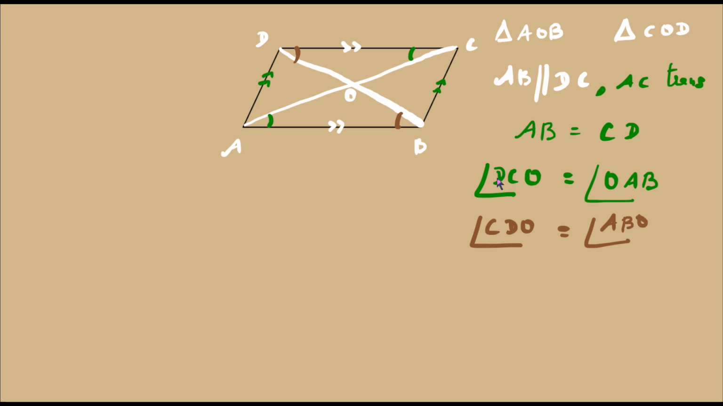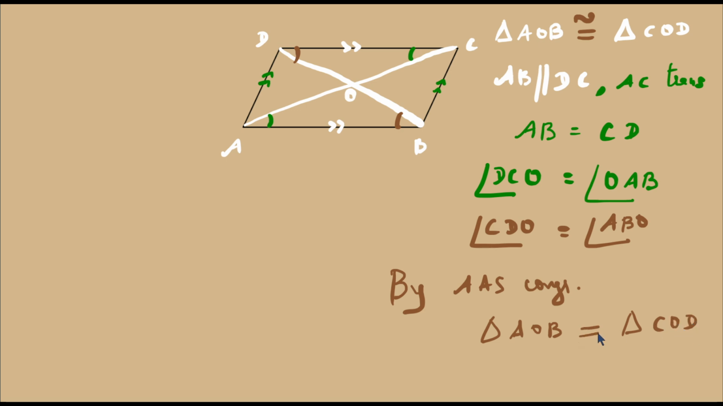So we have two sets of angles equal, and one side equal, in these two triangles AOB and COD. So we can conclude by the AAS congruency criteria, that is two angles and one side equal, that these two triangles are congruent to one another. Triangle AOB and triangle COD are congruent. And why is this result important?